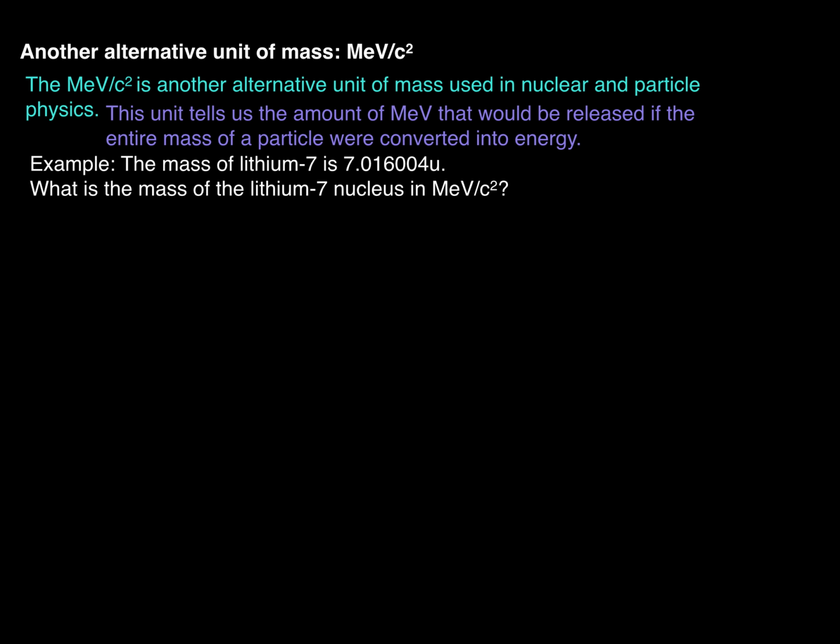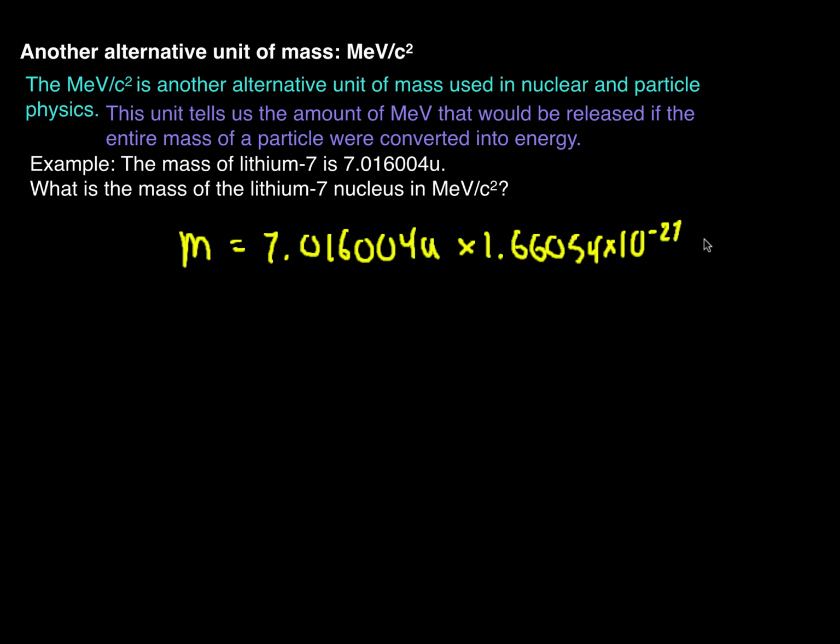We'll use the lithium-7 nucleus for an example. The mass of the lithium-7 nucleus is 7.016004 atomic mass units. What is the mass of lithium-7 in mega electron volts per c squared? First, we need to convert this mass of 7.016004 atomic mass units into kilograms. To do this, we multiply by 1.66054 times 10 to the negative 27 kilograms per atomic mass unit.